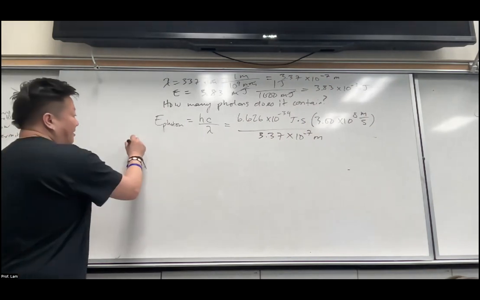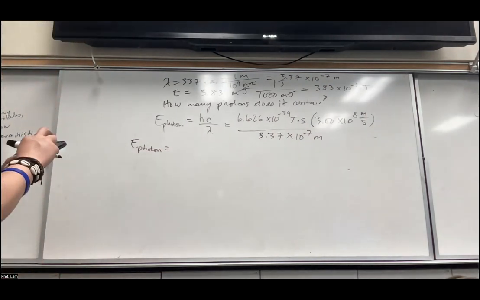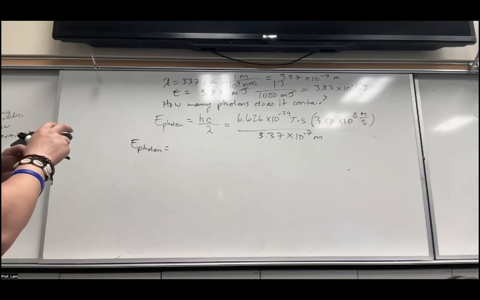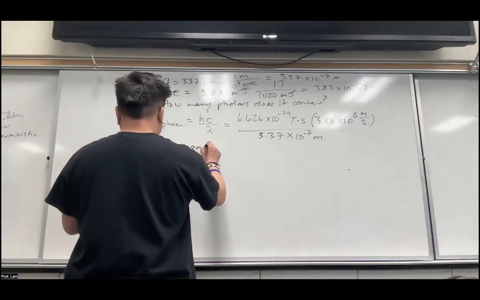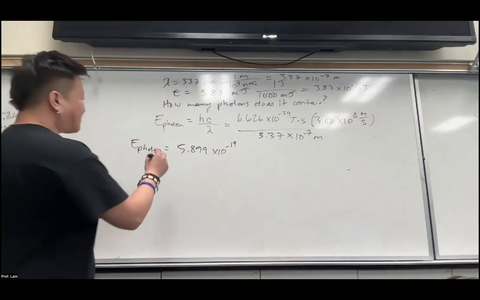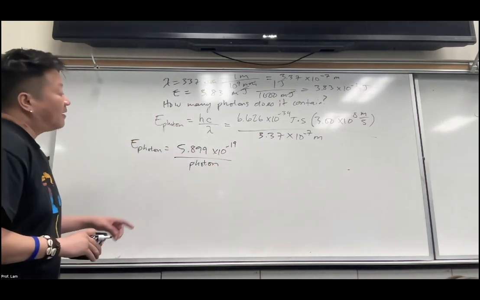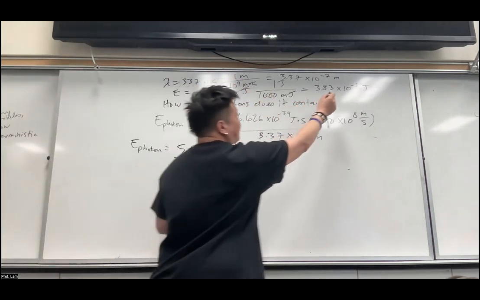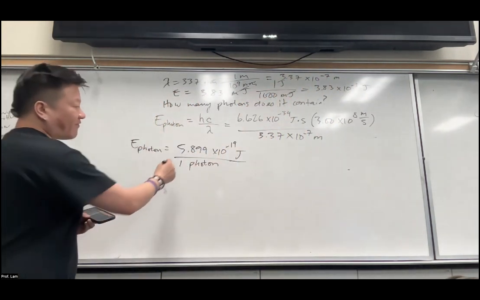So the energy of just one photon is 5.899 times 10 to the minus 19 joules. That's per one photon. But now in that pulse of light, there's this many joules, so we want to find the number of photons.